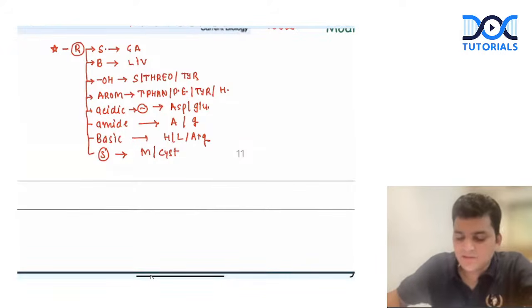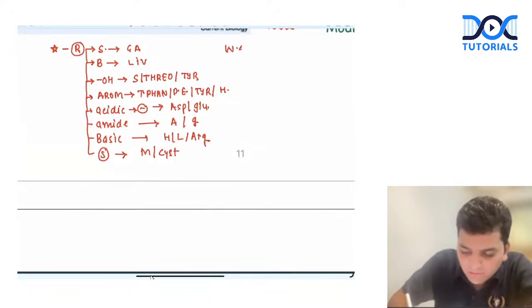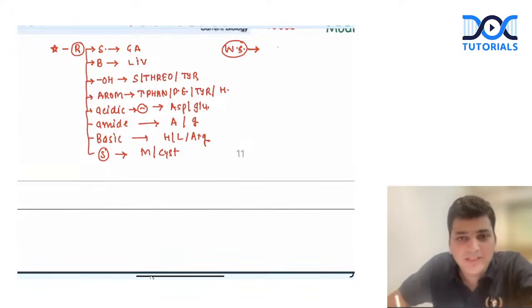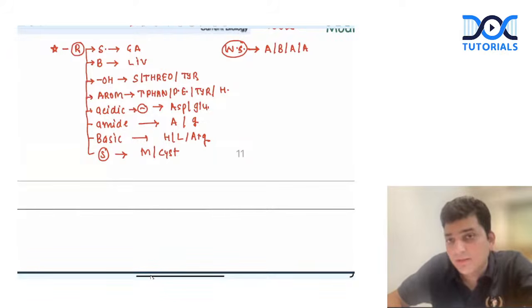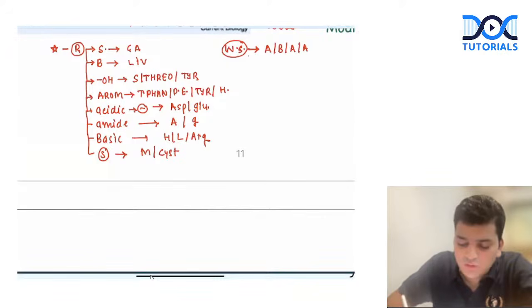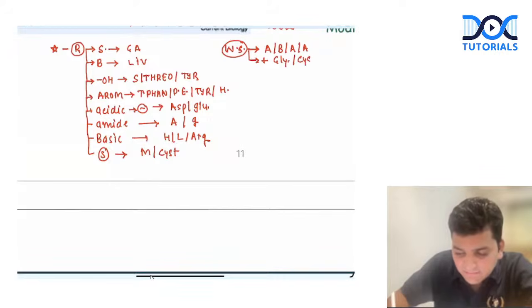Then the second classification that we discussed is based on water solubility. Can you tell me four families which are water soluble? The four families which are water soluble: acid, base, amide, alcohol. And can you tell me two individuals which are water soluble, not the entire family, but the individuals? Glycine and cysteine.